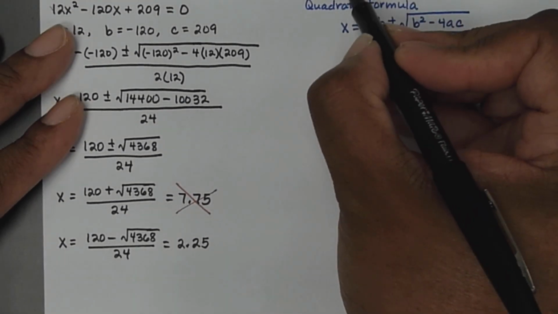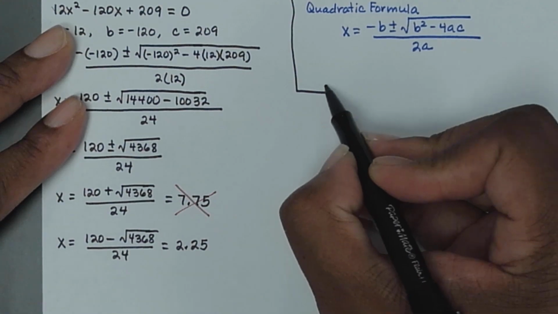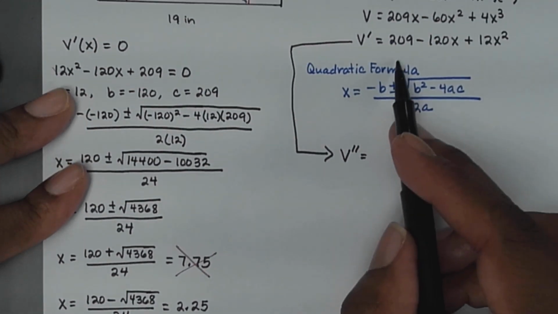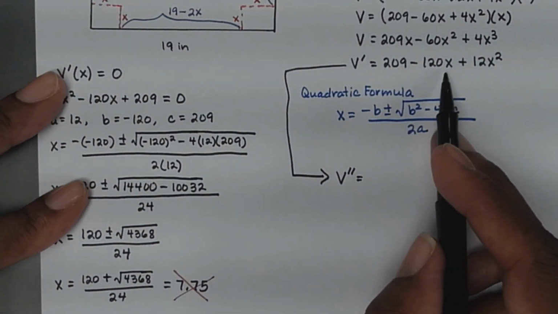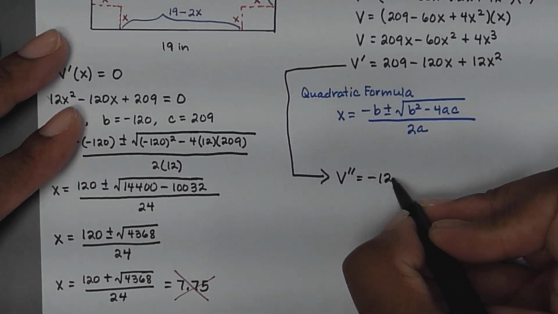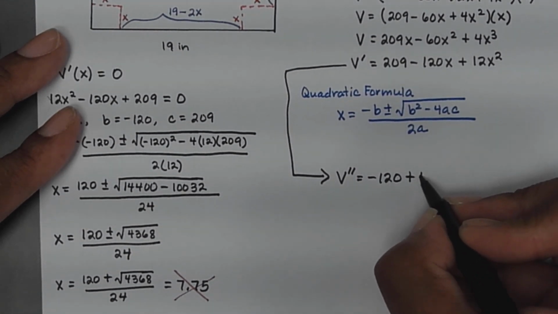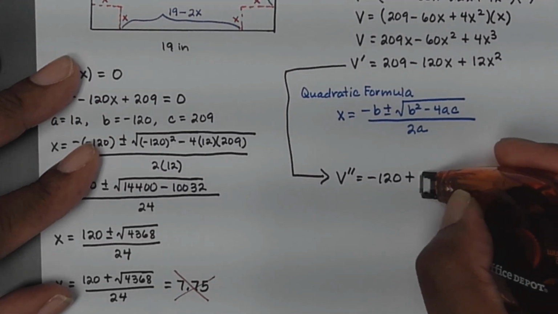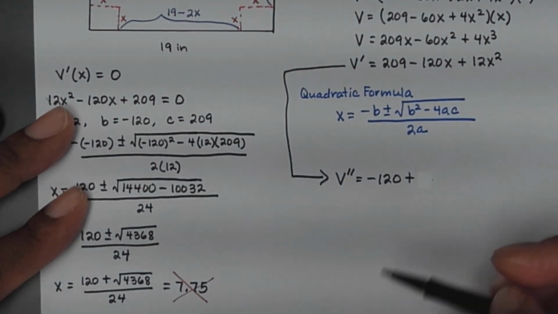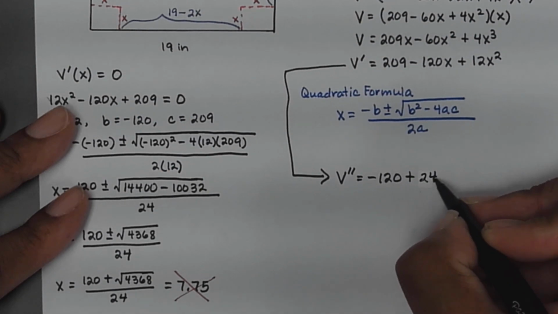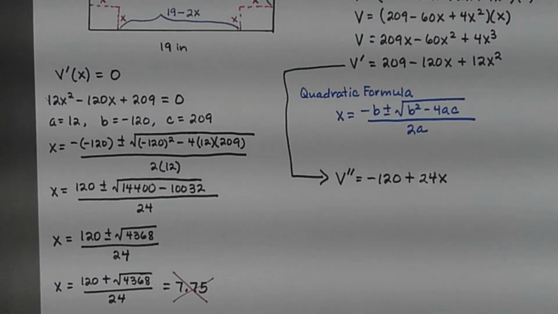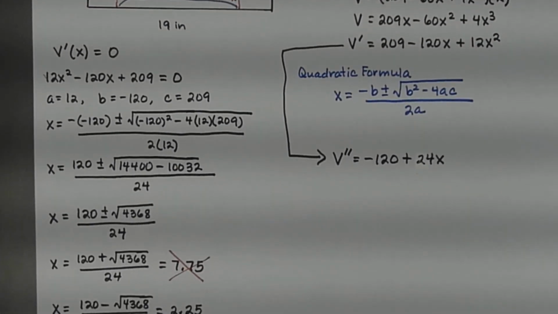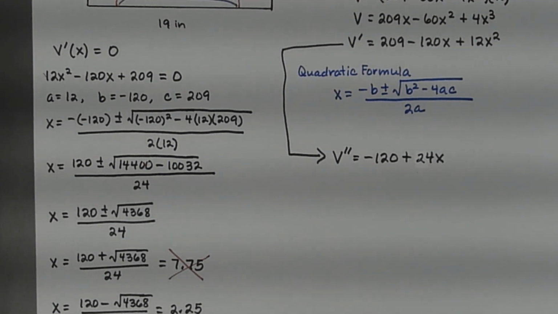All right, now let's find the second derivative. So here I'm going to continue this down here to find the second derivative. The derivative of 209 is 0. The derivative of minus 120x will be negative 120, plus the derivative of 12x squared would be 24x. So v double prime, or the second derivative of that volume, would be negative 120 plus 24x.